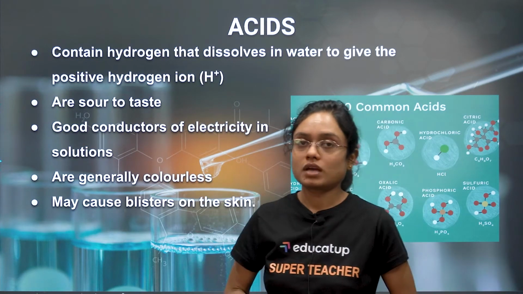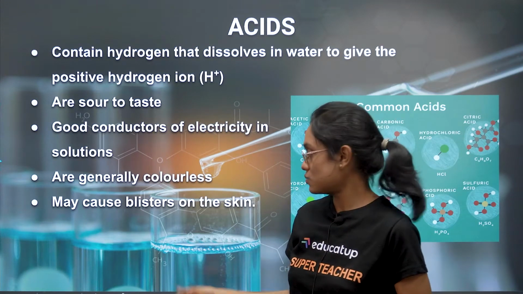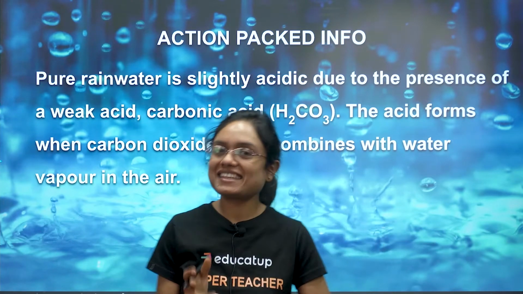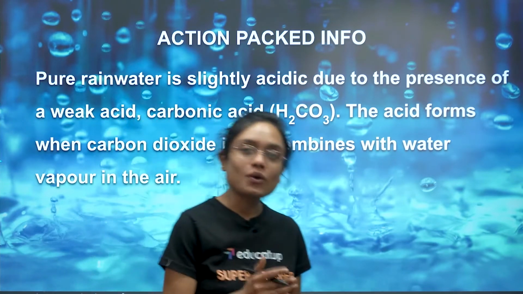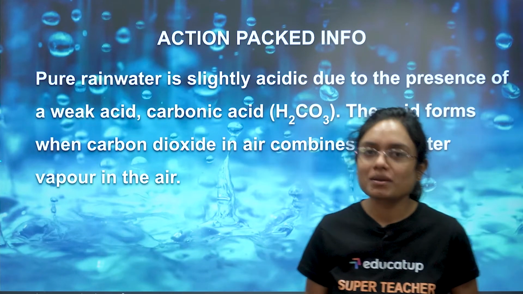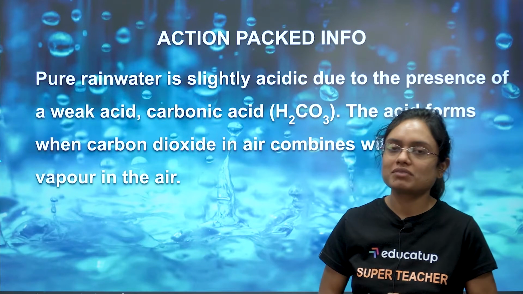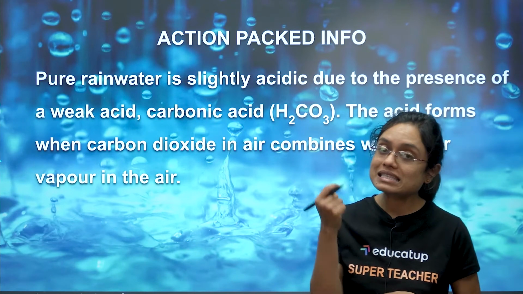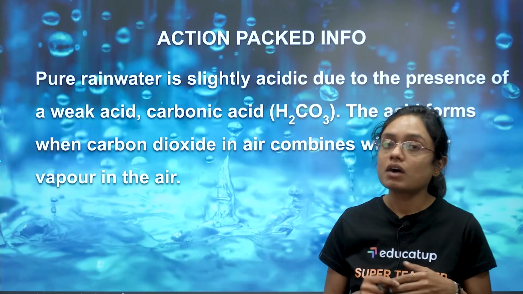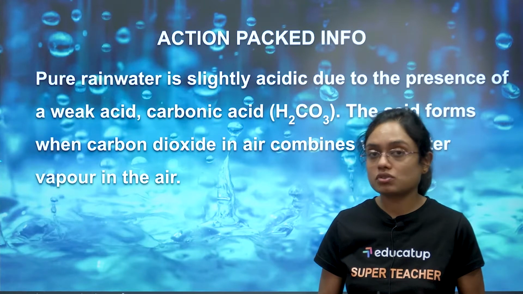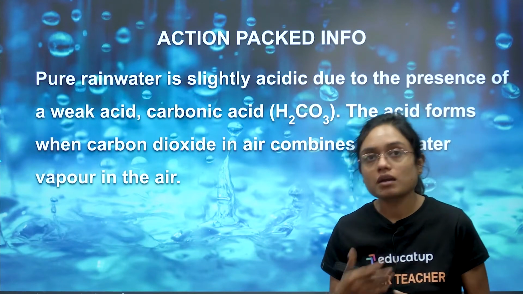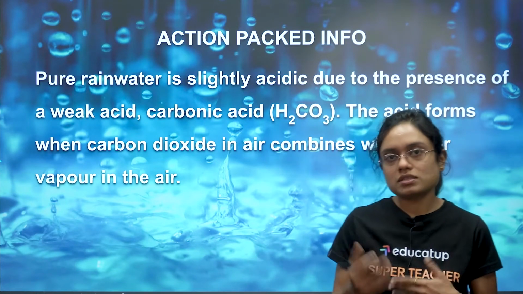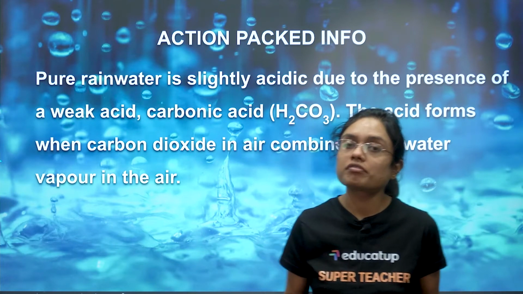Alright. So now let's move ahead and see the next one. Action packed info, guys. Something very exciting and enlightening for you all. And what is that? Let's see. Pure rainwater is slightly acidic. We are not talking about acid rain, but we are generally talking about the rainwater. Even if the rainwater is not acid rainwater, a normal rainwater, it is still slightly acidic because it contains a weak acid, that is carbonic acid, H2CO3. Now this acid is formed when carbon dioxide in air combines with the water vapor in the air. Automatically it forms. So this is an acid which is present in every kind of rainwater.